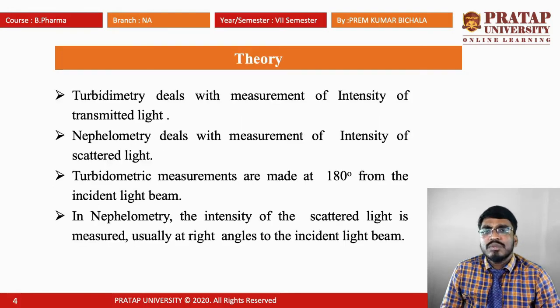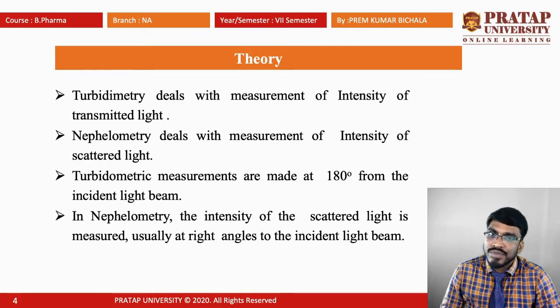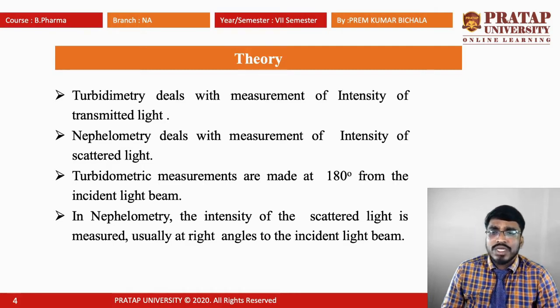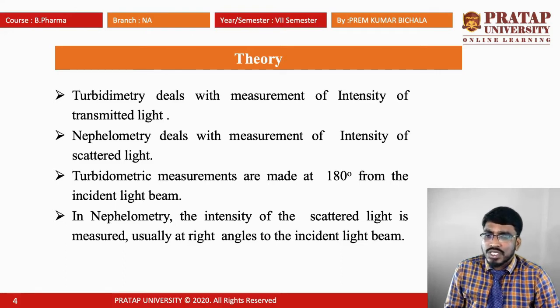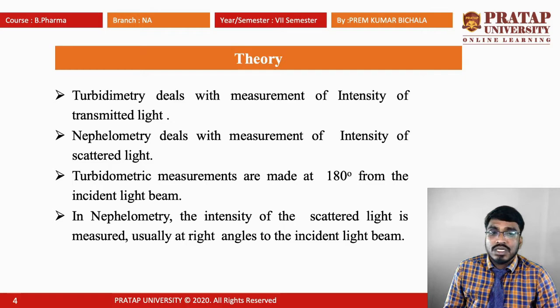Turbidimetry deals with the measurement of the intensity of transmitted light, whereas nephelometry deals with the measurement of the intensity of scattered light. When incident light passes through a substance, some of the light is absorbed, and the remaining is either transmitted or scattered. For the measurement of this scattered and transmitted light, we use turbidimetry and nephelometry.